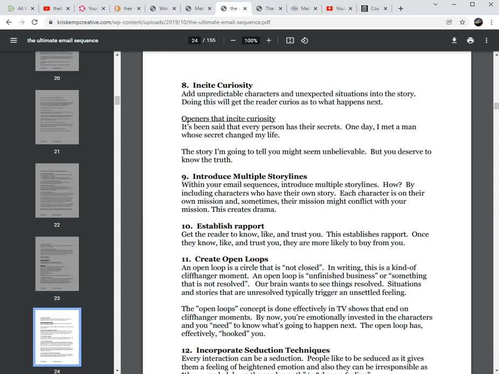Number 10, establish rapport. Get the reader to know, like, and trust you. This establishes rapport. It strengthens the relationship between you and the reader. Once they know, like, and trust you, they are more likely to buy from you.